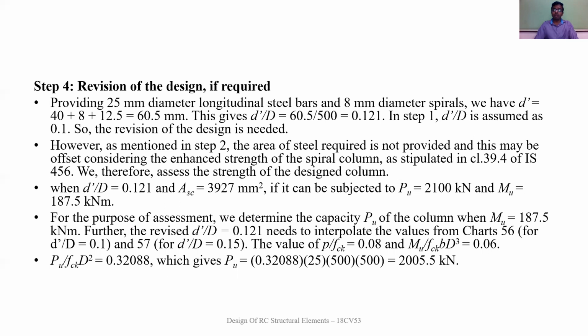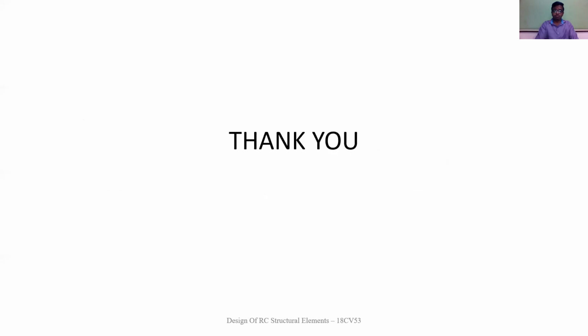However, the area of steel required is not provided. Hence, this may be offset considering the enhanced strength of the spiral column as stipulated in IS 456. Therefore, we assess the strength of the design. When d dash by D is 0.121 and area of steel provided, it can be subjected to a load of 2100 kilonewton and a moment of 187.5. For the purpose of assessment, we determine the capacity of the column when the moment is 187.5 kilonewton meter. Further, for the revised d dash by D, we need to interpolate the values of chart 56 and 57. So the value of p by fck is 0.08 and Mu by fck D cube is 0.06. Therefore, from the above charts and interpolation, we get Pu as 2005.5 kilonewton. Thank you.